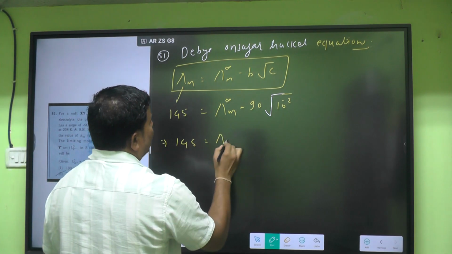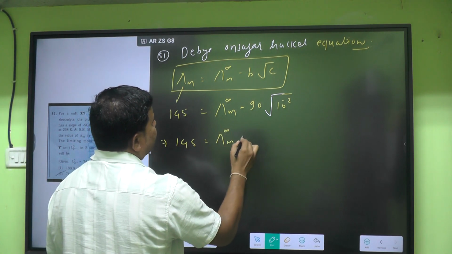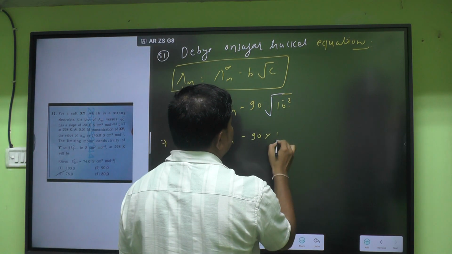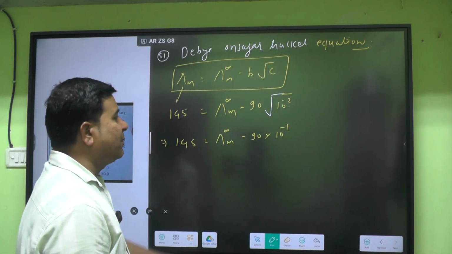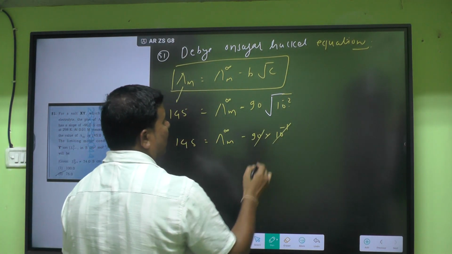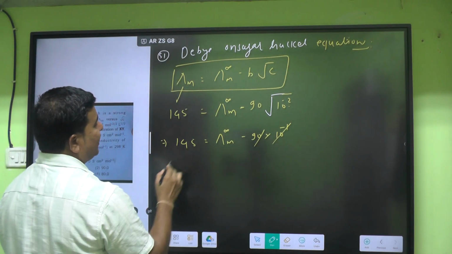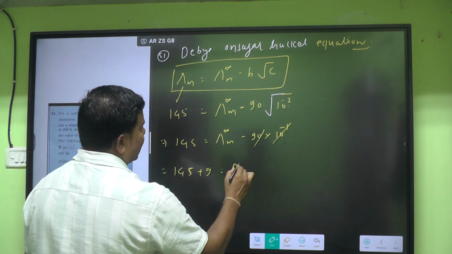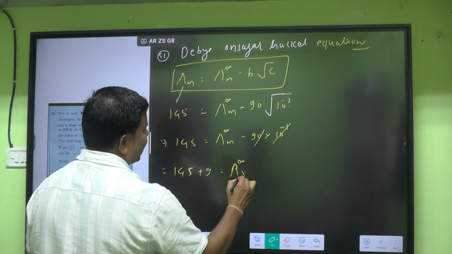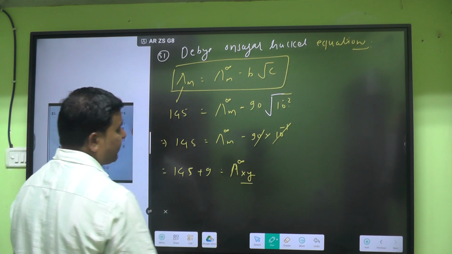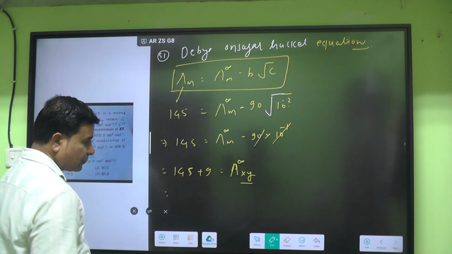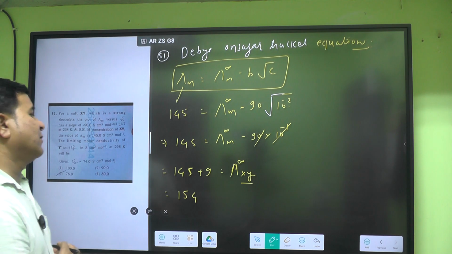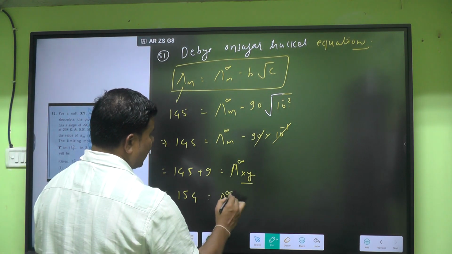So 145 is equal to the molar conductance of XY at infinite dilution minus 90 into the root of this. The root of 0.01 is 0.1, 10 to the power minus 1. Power minus and power minus cancel out, giving 9 here. So now 145 plus 9 becomes the molar conductance at infinite dilution of the XY salt. That is 154. Molar conductance at infinite dilution of XY is 154.